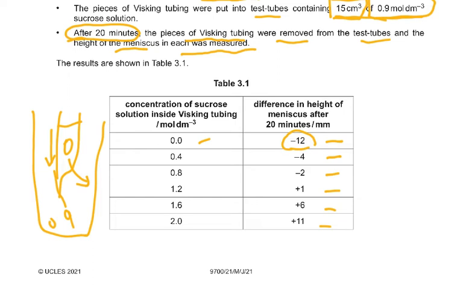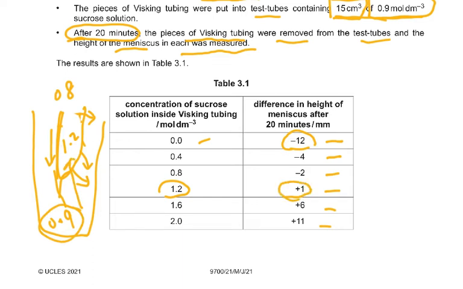Then it was 0.4 inside. Outside it was still 0.9. Even then it is going to move out. Then it was 0.8 inside and outside was 0.9. So again it will move out. But then it was 1.2 inside, and outside was 0.9. So then it's going to move in. So it's going to go up plus 1.